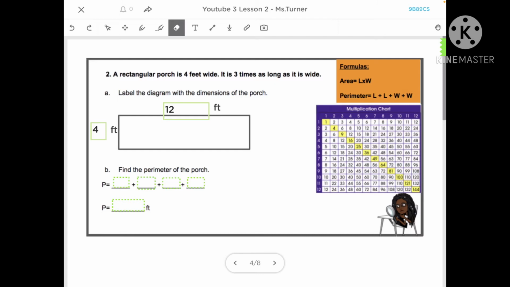Remind me one more time, what is the formula for perimeter? If you get stuck, it's right on your screen. Yeah, perimeter equals length plus width plus length plus width. What's my length? How long is my rectangle? Good, 12 feet. How wide is my rectangle? Good, 4 feet. So instead of using the letters L and W, what can my equation actually be? P equals blank plus blank plus blank plus blank. Fill in those blanks.